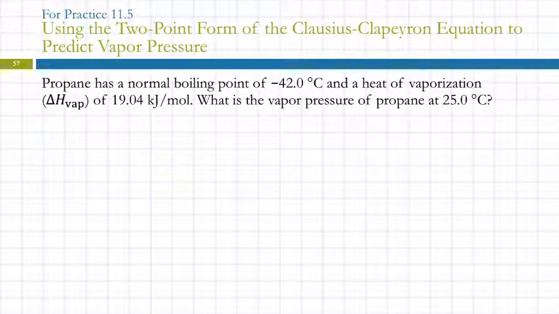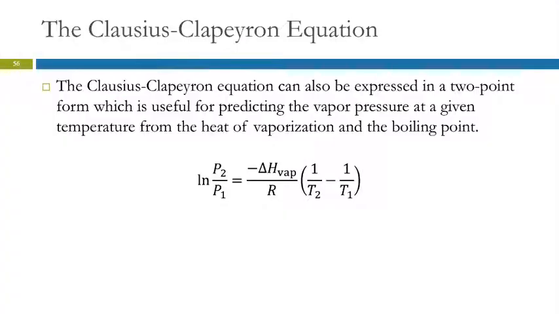So we can do a problem like this. Propane has a normal boiling point of minus 42 degrees Celsius and a heat of vaporization of 19.04 kilojoules per mole. What's the vapor pressure of propane at 25 degrees Celsius? So we're going to use this equation. This equation has 4 variables, 2 pressures and 2 temperatures. And then there's the heat of vaporization, which is a constant and may or may not be known. So if you know all but one of these things, you can find the other.